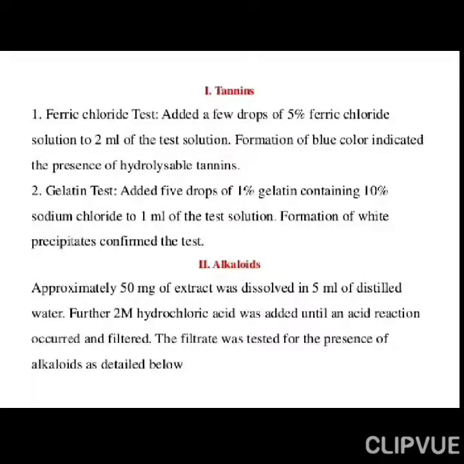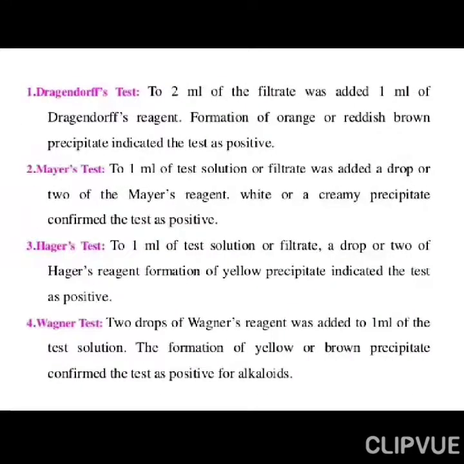Coming to the alkaloid, in alkaloid containing crude drugs, this is the preparation we have to do before going to the test. 5 mg of the extract was dissolved in 5 ml of dilute water, right. Whatever extract it is, alcoholic extract or chloroform extract. Further 2 molar hydrochloric acid was added until an acid reaction occurred, and filter. So we add HCl, wait for some time, and filter it. The filtrate was tested for the presence of alkaloid as detailed below, right.